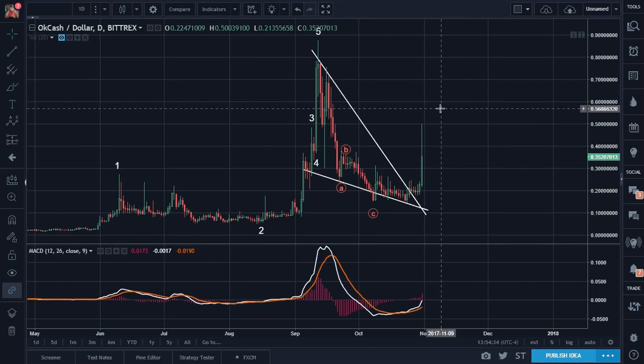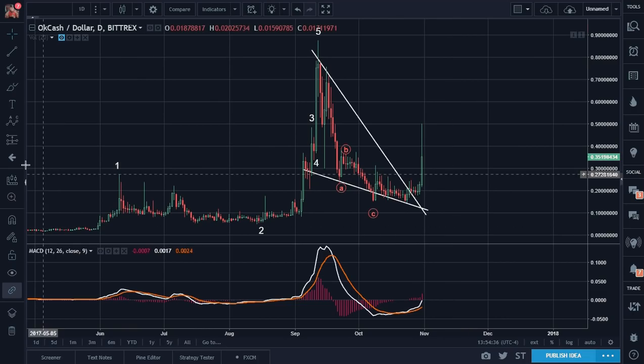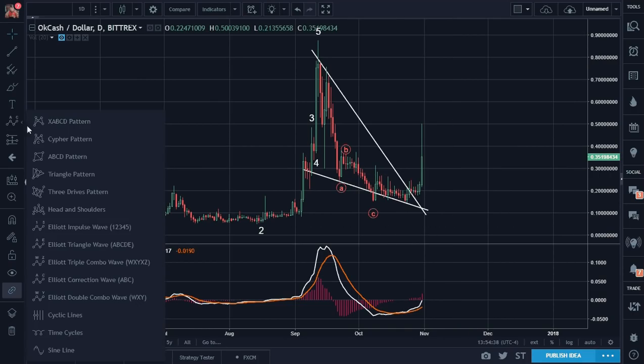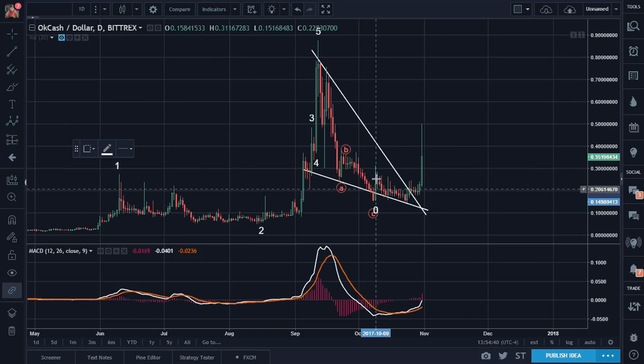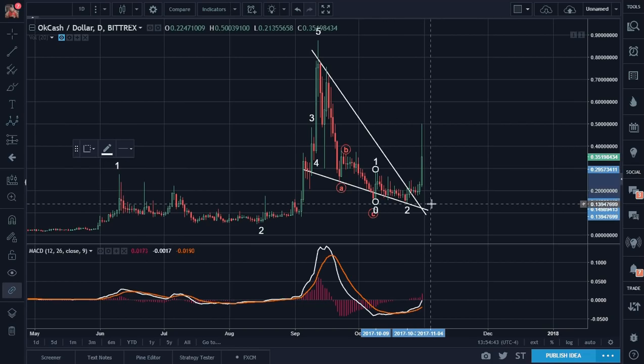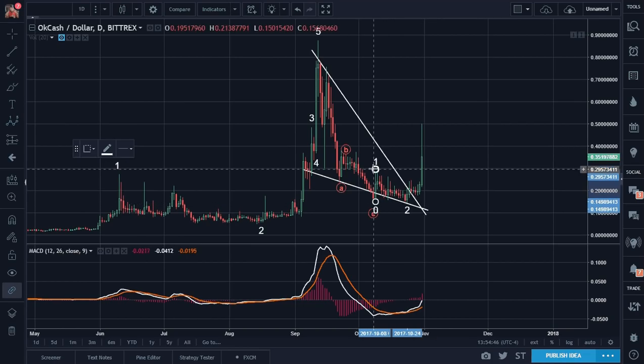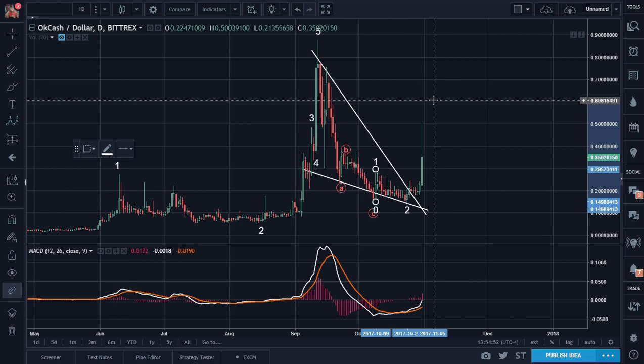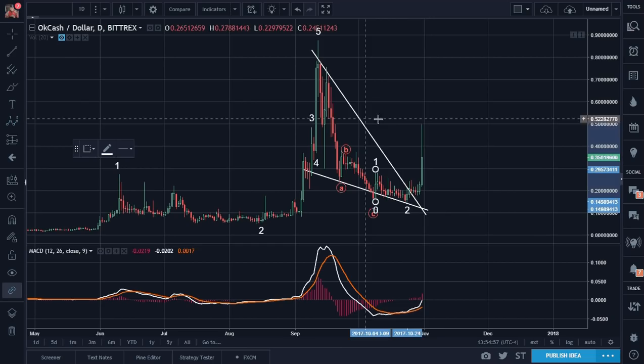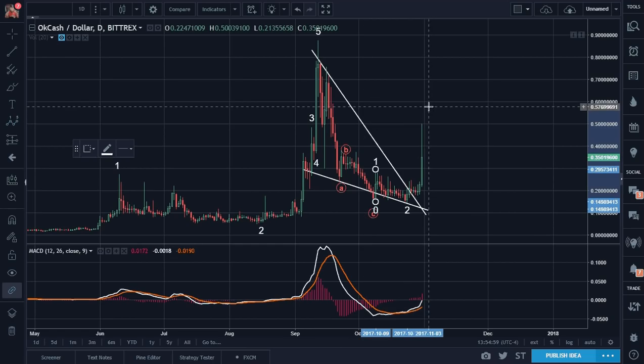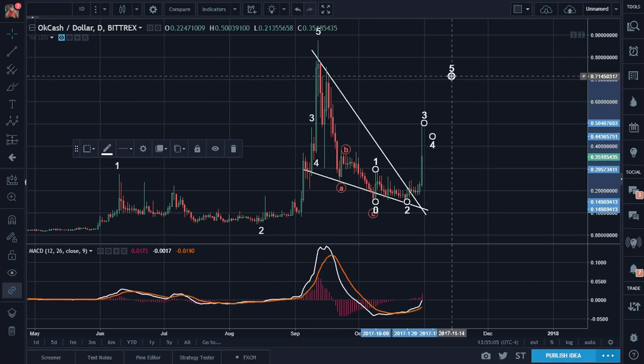So let's count this. Where can this go? One, two. So we have here 1, 2, 3, 4, 5. So 3 will go to here, I think. Here it got stopped by this bunch of resistance. This might be 3. 5.